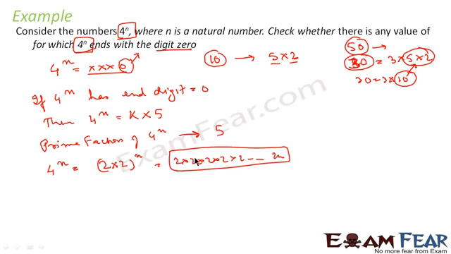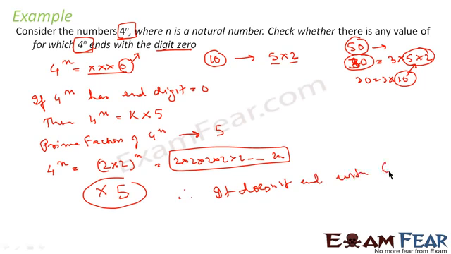So we have seen that 4 to the power n doesn't have 5. Since 5 is not there, I can say that it doesn't end with 0 for sure. Correct the logic? The logic is, if the number has to end with 0, 10 has to be a factor of the number. If the number has 10 as a factor, 5 and 2 also have to be factors of the number. Now we have found that 4 to the power n does not have 5 as a factor. So we prove that 4 to the power n does not have 0 at the end.